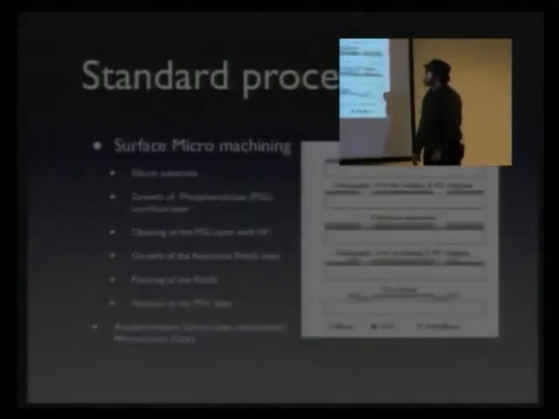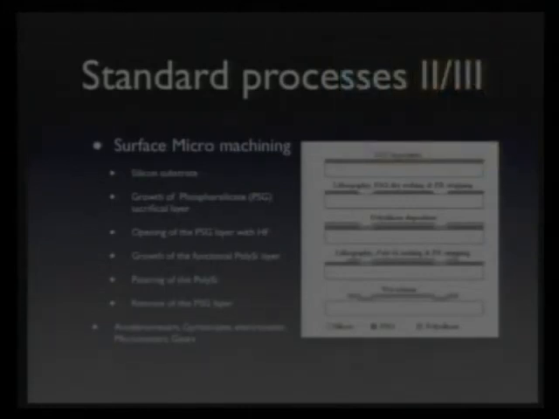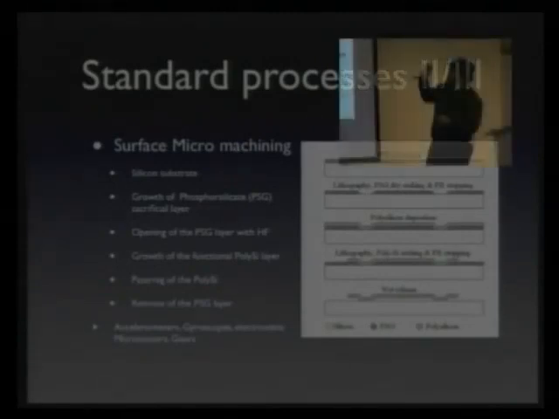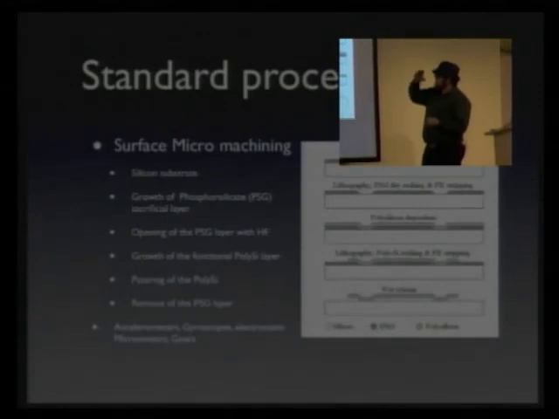Then the other one is surface micromachining. That works differently. With bulk micromachining, you were working on the material you have originally. When you do surface micromachining, you build up new structures on top. So what you first use is a silicon substrate.